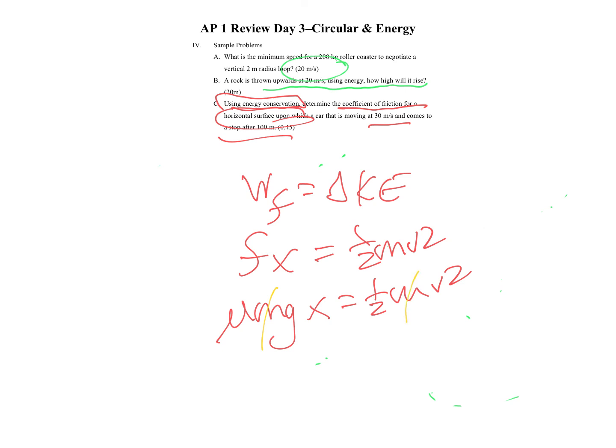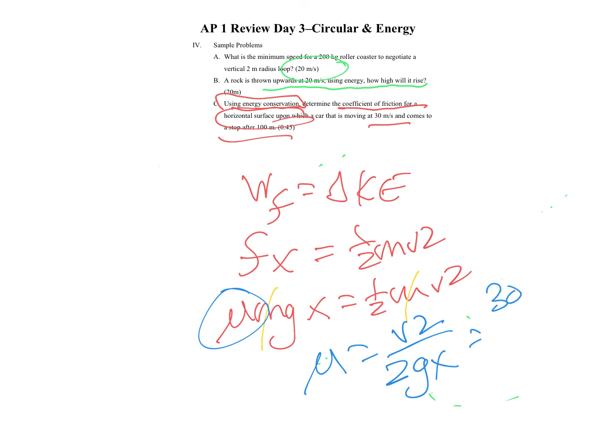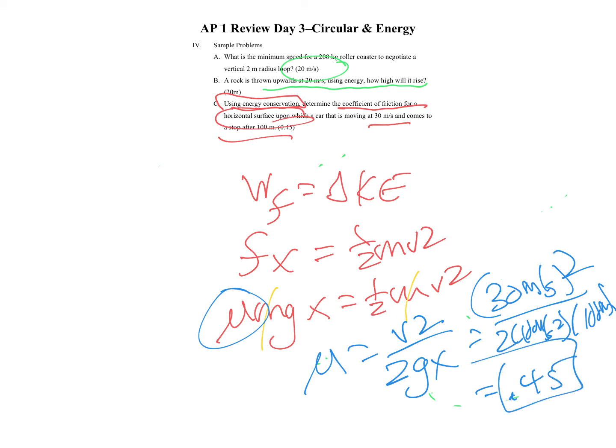If I'm trying to find mu, then mu is equal to v squared over 2gx. That would be 30 meters per second squared over 2 times 10 meters per second squared times 100 meters. I believe when you plug all that in, it comes out to be 0.45. All right, hopefully that helps.